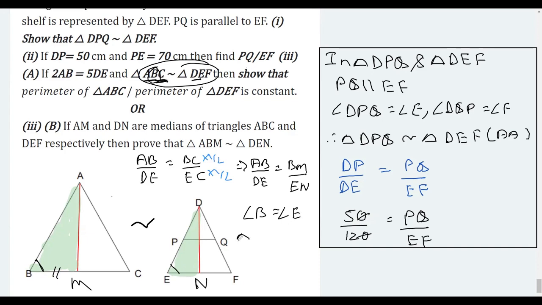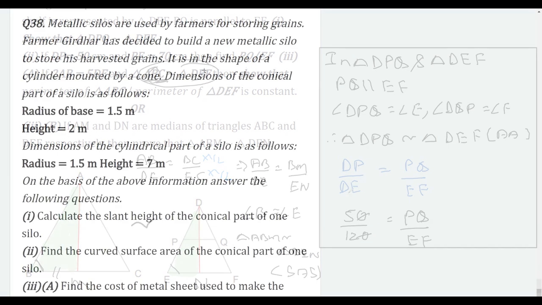So now we can say that the triangle ABM is similar to the triangle DEN. And the similarity condition is two sides and one angle, right? So it's the SAS similarity criterion for proving. So that was the third part, the OR part. So this is also done.